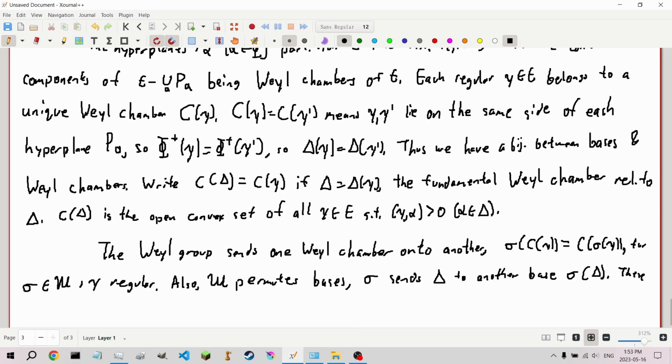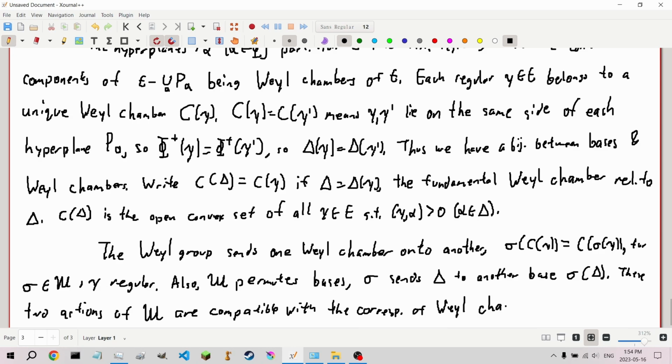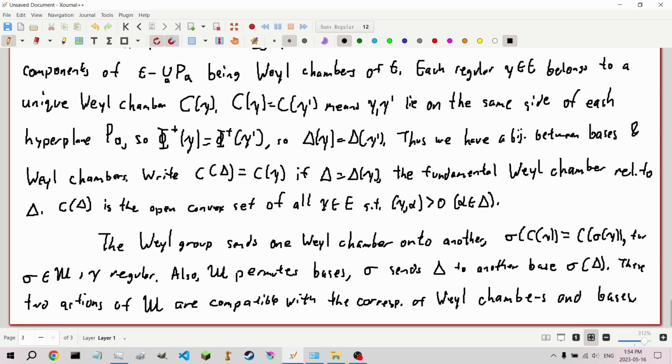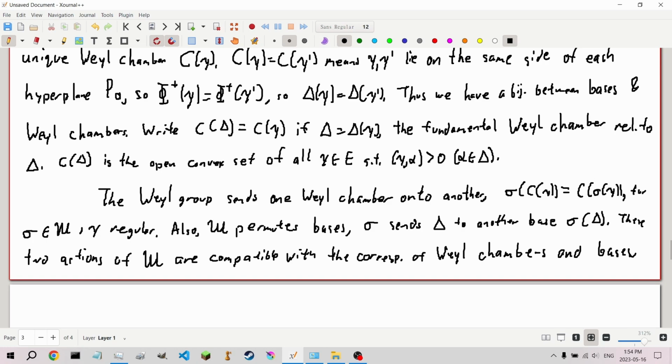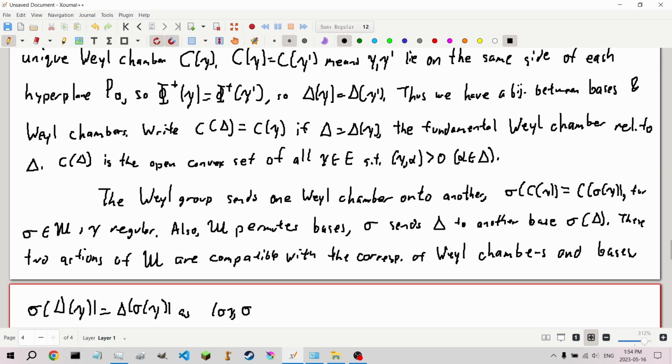And these two actions of the Weyl group are compatible with the previous correspondence of Weyl chambers and bases, noting that we have sigma of delta of gamma is delta of sigma of gamma, as the form of sigma of gamma and sigma of alpha is equal to the form of gamma and alpha.